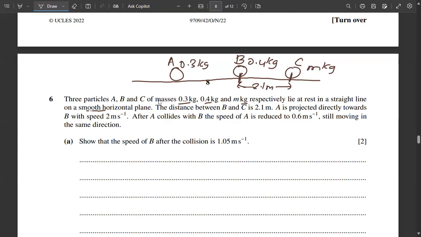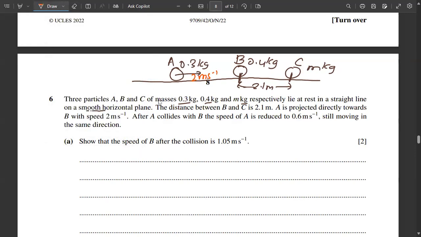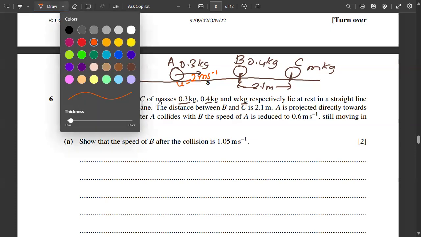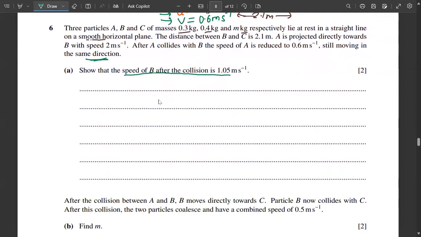A is projected towards B with a speed of 2 meter per second. Let's mention that in the diagram too. We should not miss anything here. After A collides with B, the speed of A is reduced to 0.6 meter per second. So let me write down u equals this. And after collision, I can mention it like v is 0.6 ms^-1, still moving in the same direction. So that means v is in the same direction as u. Show that the speed of B after the collision is 1.05. Now we can use a very simple formula.